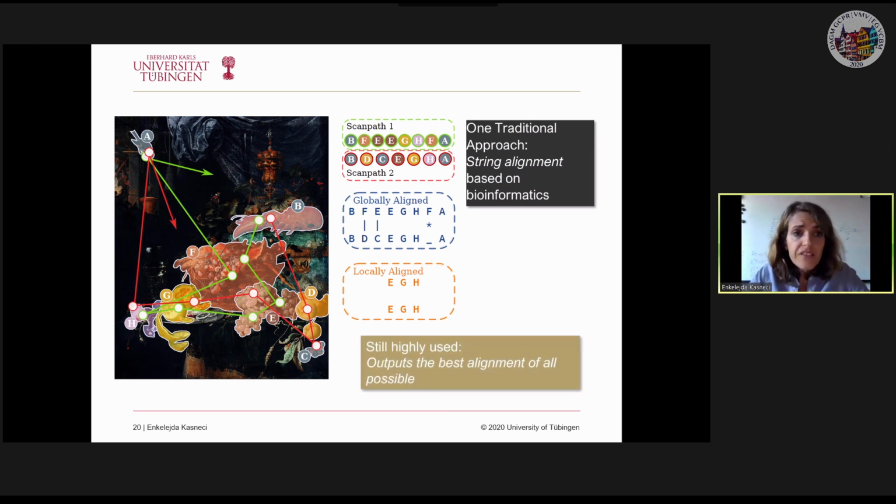So this is the state of the art. Most people still use this kind of encoding, and you can imagine that this is very time consuming and not easy to do. And imagine you have a very long scan path.